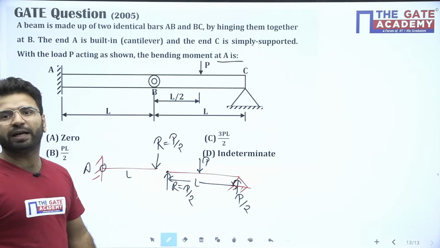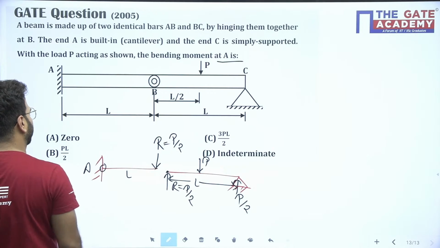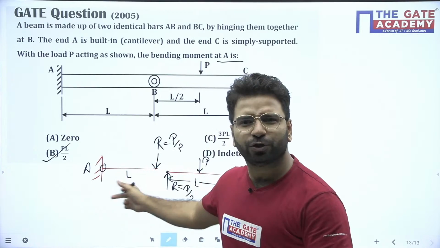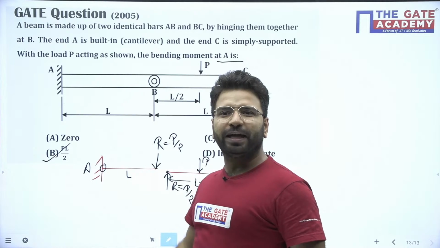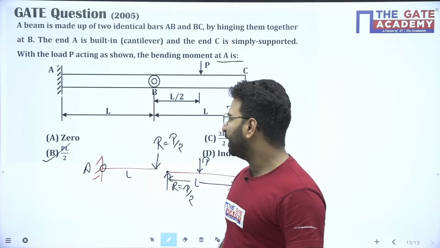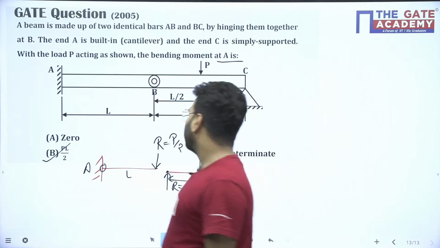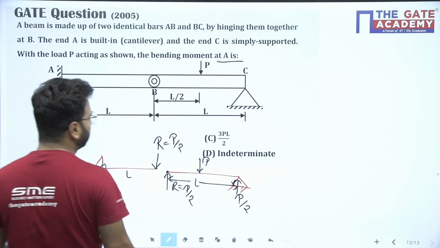No beta, the bending moment will not be 0. It will be P by 2 into L, so it will be PL by 2. Bhagyasri, you are saying yes for 0. It will be PL by 2. Okay, the bending moment at A will be P by 2 into L, it will be PL by 2.